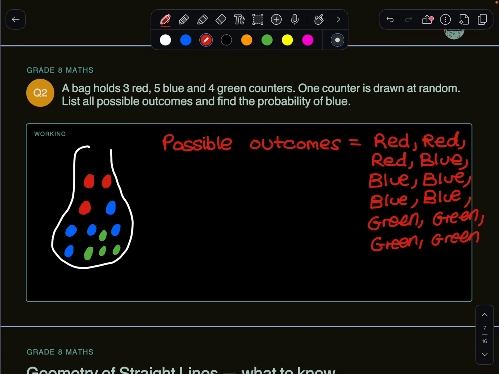So the possible outcomes, you just got to list everything that you could get, and then find the probability of blue. So the probability of blue is how many blue counters are there. So there are 5 blue counters out of how many counters are there in total. So that is 3 add 5 is 8, add 4 is 12 counters in total. So that is your probability of choosing a blue one.